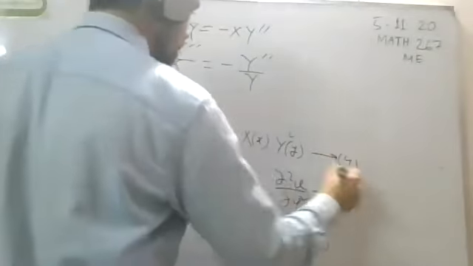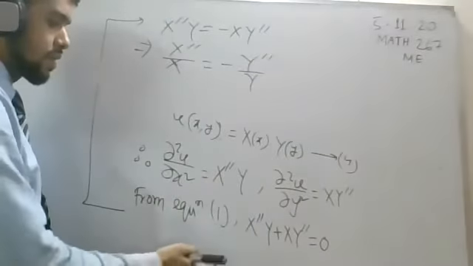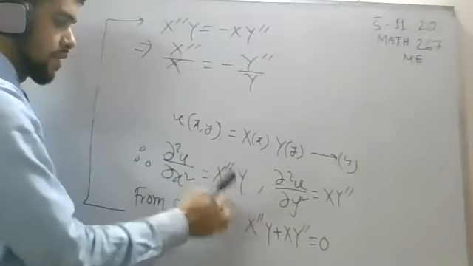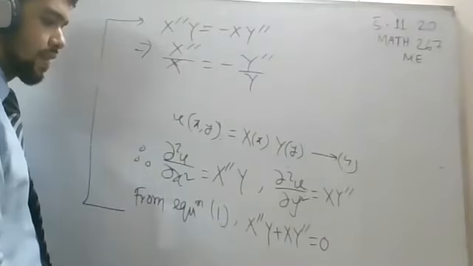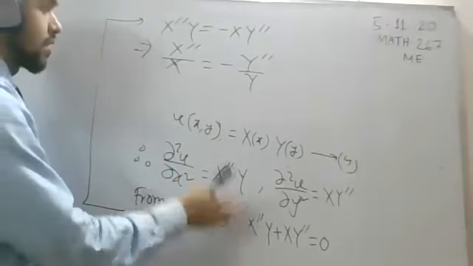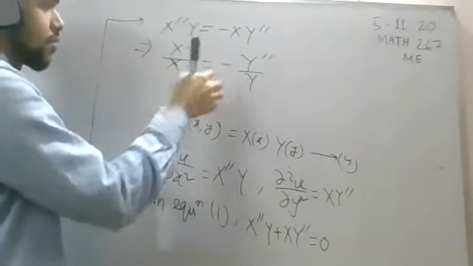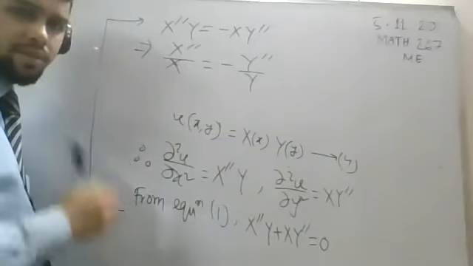Equation 4. So from equation 1, you have to substitute these values in here. In equation 1, you can get x double prime y plus x y double prime equals 0. And from this equation, you can find x double prime by x equals minus y double prime by y. That means the variables are separated.